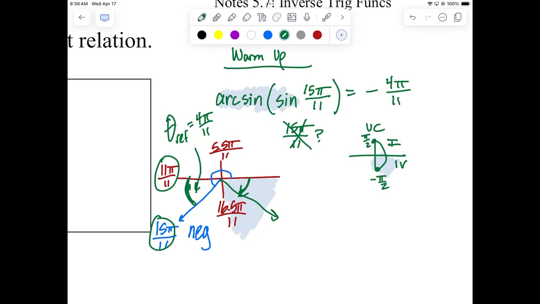Excellent. We don't even have to have 15 pi 11ths on the unit circle. We just have to know how to do what we just did right here. And we know how to do that. We've already done this in class. We've tested over this, right?